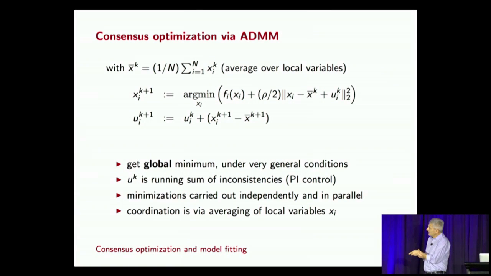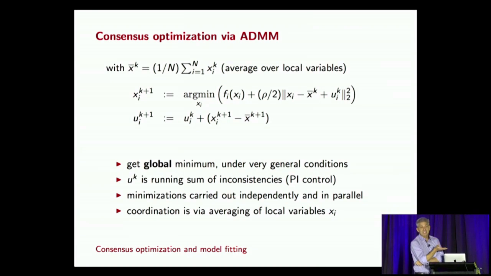This says, please minimize your local loss, but please don't move far from the average. That makes perfect sense. And then there's this other curious variable here, u. But then you look at what u is, and u is this: x_i^(k+1), that's the opinion of the ith subsystem, minus the average. This is how much agent i disagrees with the average. That's how much agent i is out of consensus with the average, okay?